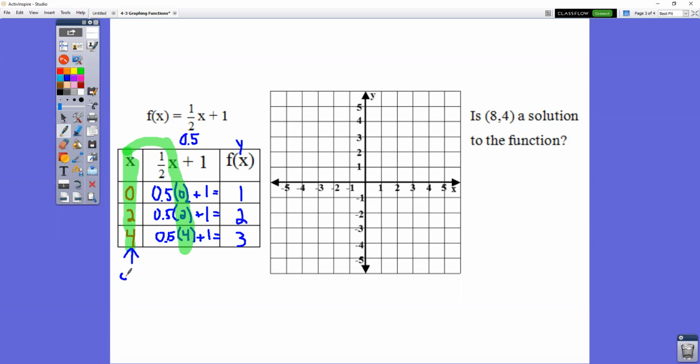Remember that your x value is how many we go over. Your y value is how many we go up or down. When we go to graph points, we always start right in the middle. So we're going to start right here at 0, 0. The first point that we want to graph is 0, 1. So over 0, up to 1. Here's our first dot. 2, 2, starting in the middle, over to 2, up to 2. And 4, 3, starting in the middle, over to 4, up to 3.